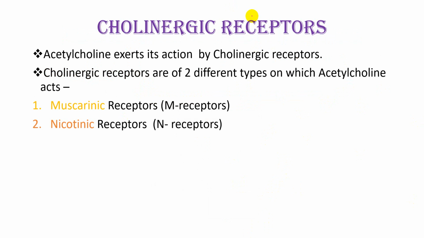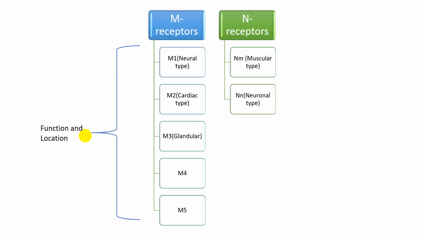Now, cholinergic receptors. Acetylcholine will go and bind to some receptor, and only then will it give its actions. So what are the receptors? There are two different types of receptors to which acetylcholine will bind. First is the muscarinic receptor or M receptors, and the other is the nicotinic receptor or N receptors.